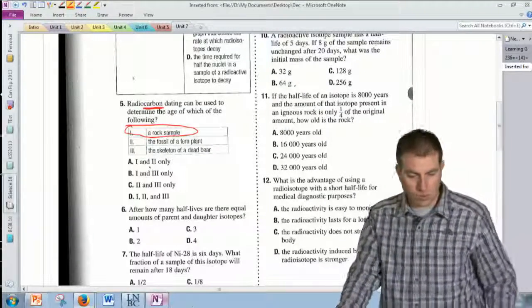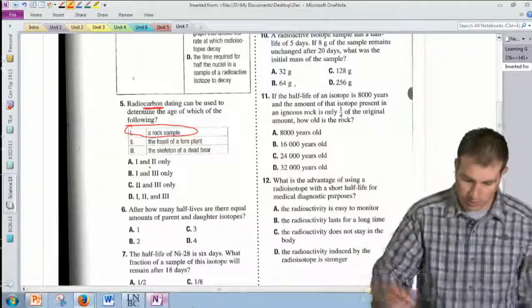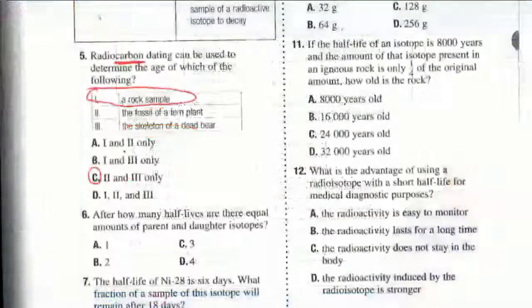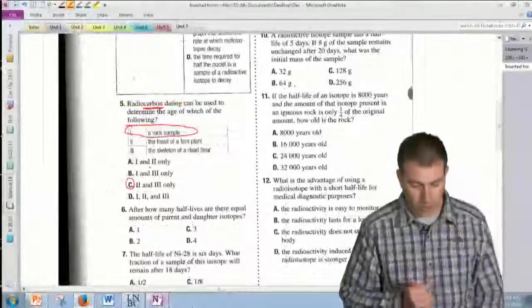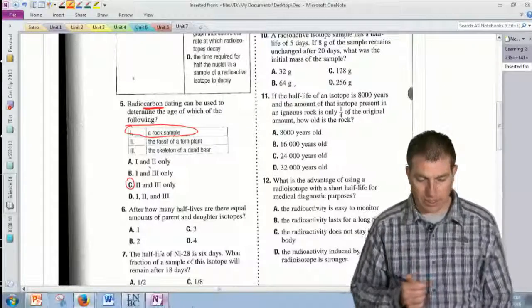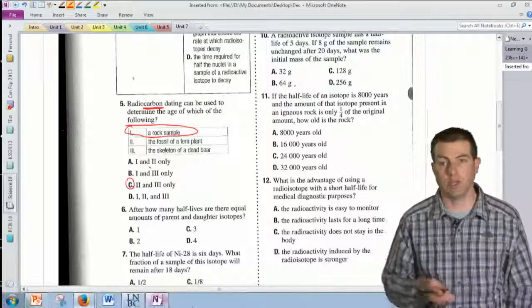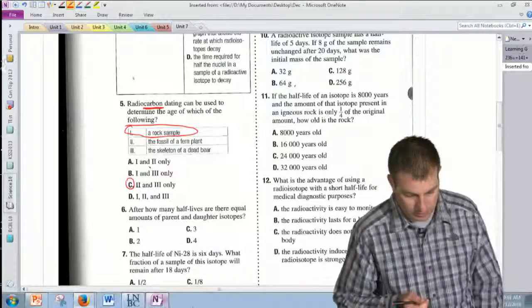Perfect. So you went with C, which is the correct answer. Because you can only date things that were once living. And rock was never living. So fossils are good, and a bear, both good. Both living things. I like it. So there you go. 5 was C.